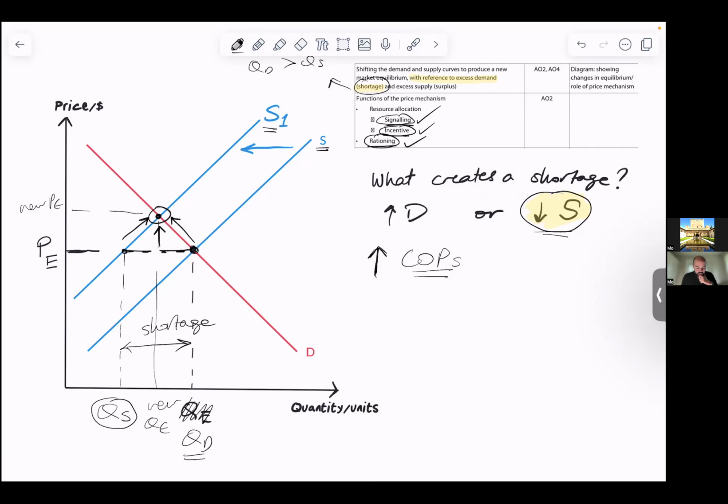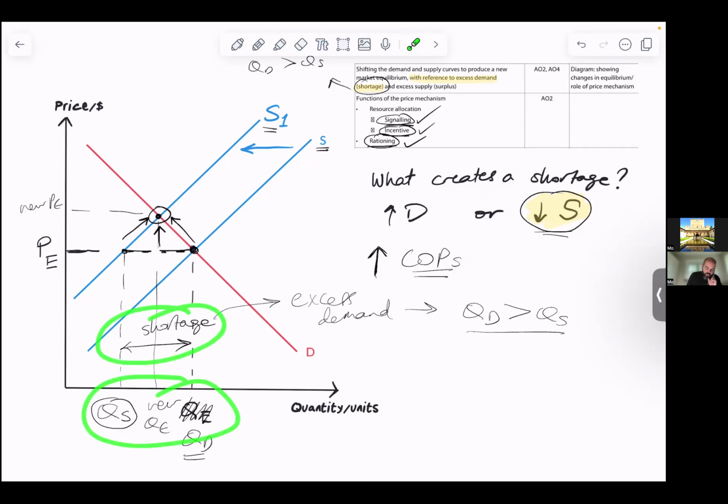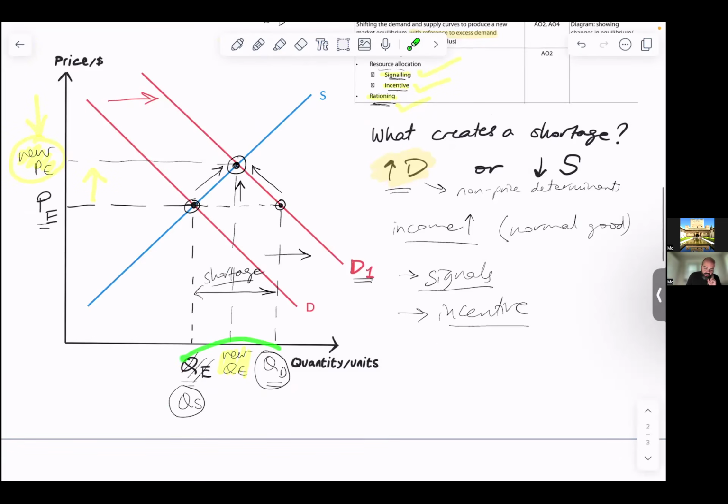So remember, another word for a shortage is excess demand. A shortage, by definition, is a situation where quantity demanded is greater than quantity supplied. So you need to be able to show on the diagram how quantity demanded is greater than quantity supplied, and how that would exert an upward pressure on price, and then how that gradual rise in price has a signaling function, an incentivizing function, and a rationing function.